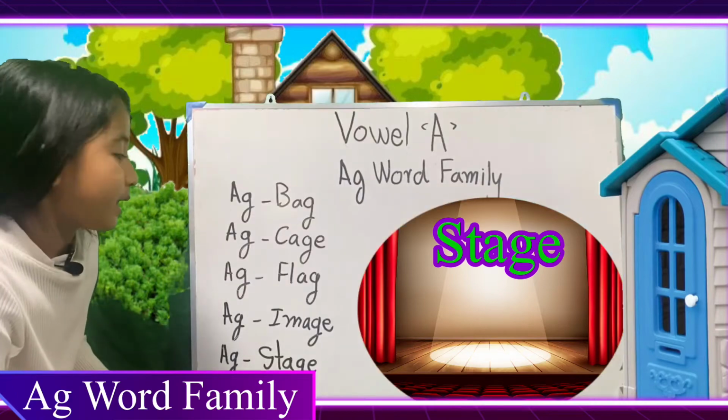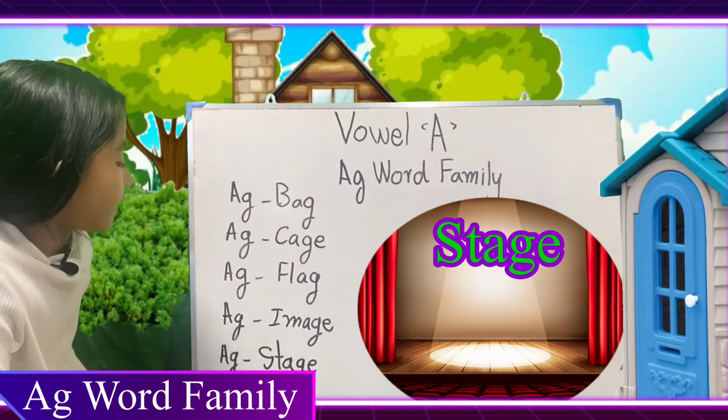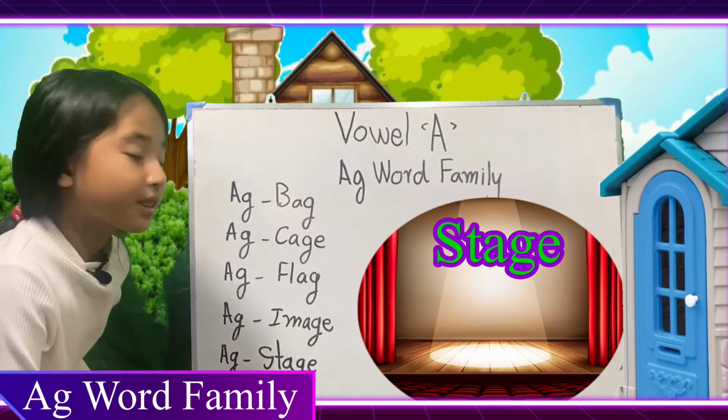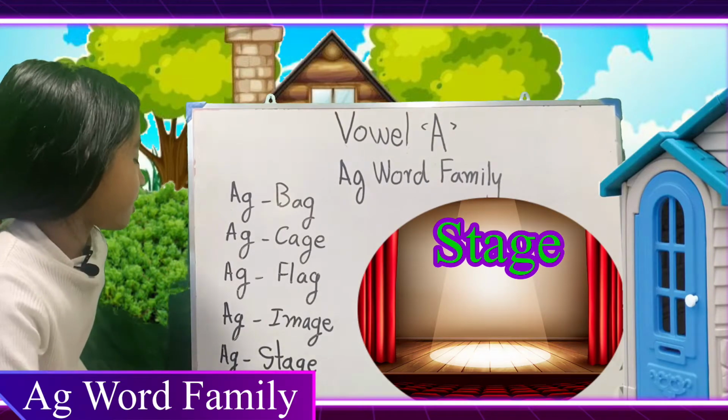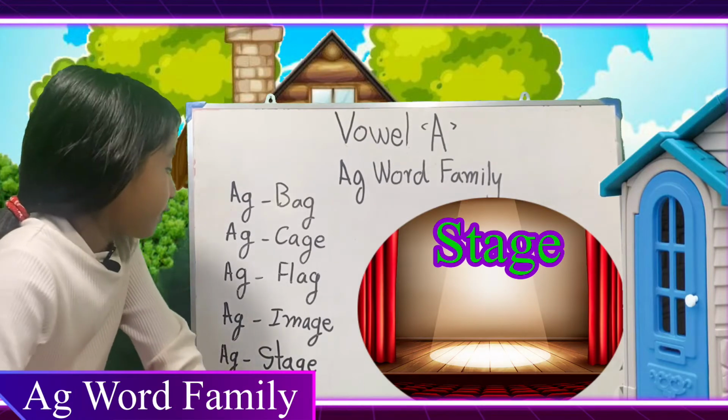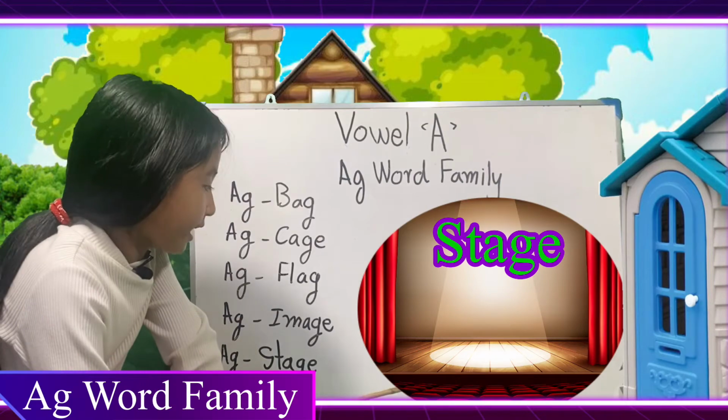Anger, egg. Say with me, guys: anger, egg. The S sounds S, T sounds T: stuff. Egg is an egg. Stuff, the egg, stage. This is a picture of stage, guys.